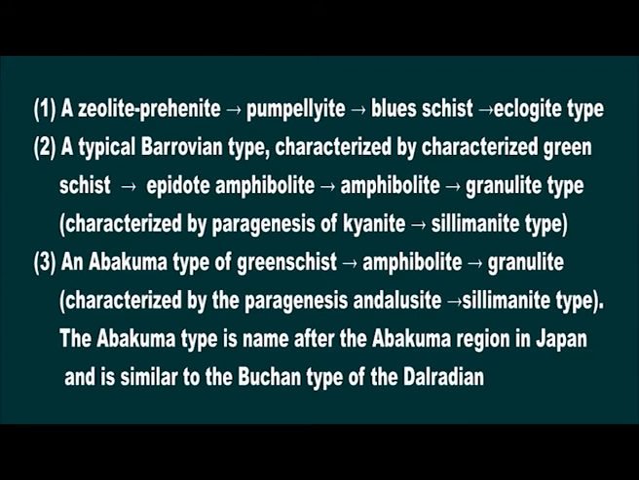Number 1, a zeolite, prehnite, pumpellyite, blue schist, eclogite type. Number 2, a typical Barrovian type characterized by green schist, epidote amphibolite, granulite type characterized by paragenesis of kyanite sillimanite type, and number 3, an Abukuma type of green schist, amphibolite, granulite characterized by paragenesis of andalusite sillimanite type.